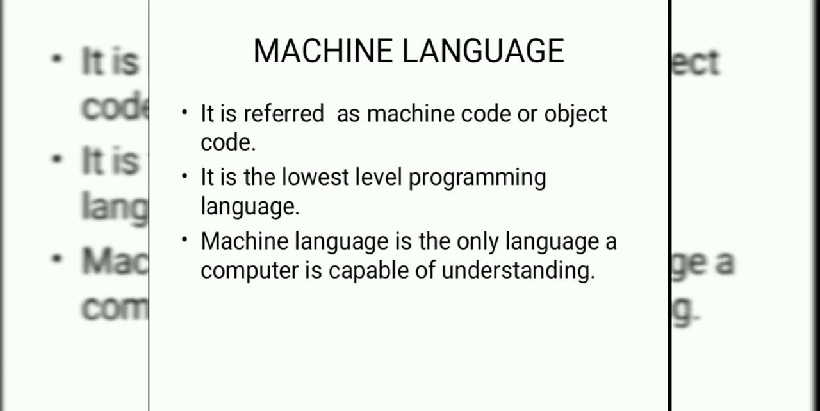Machine code is a low-level language comprised of binary digits that the computer reads and interprets. It is the only language a computer is capable of understanding.